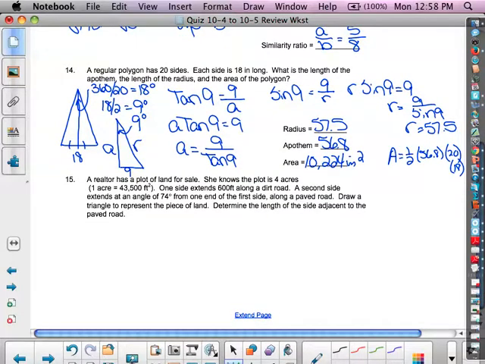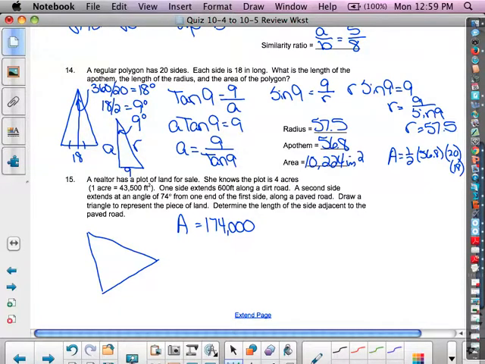Number 15 says a realtor has a plot of land for sale. She knows the plot is 4 acres. It's actually a triangular plot. That should say that. It's a triangular plot. It's 4 acres. Each acre is 43,500 square feet. So the area of this plot is 174,000 feet squared.